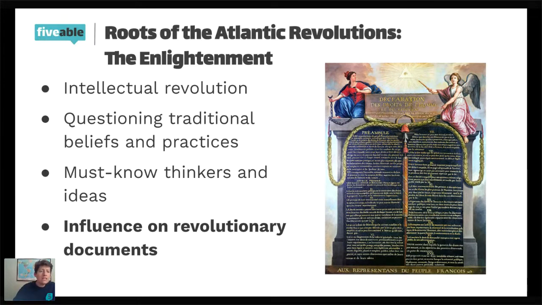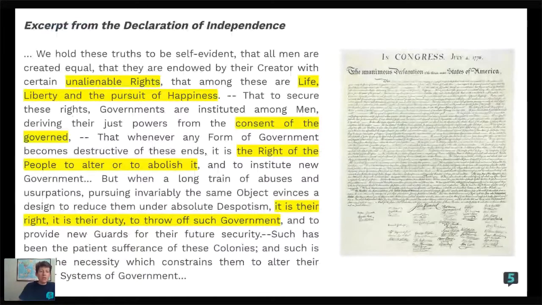So let's look at some examples. Here's an excerpt from the Declaration of Independence. We're not going to read the whole thing, but I've highlighted in each of these three examples influences that the Enlightenment had on these. So from the Declaration of Independence: we hold these truths to be self-evident, all men are created equal, they are endowed by their creator with certain unalienable rights. Those natural rights Jefferson refers to as life, liberty, and the pursuit of happiness.